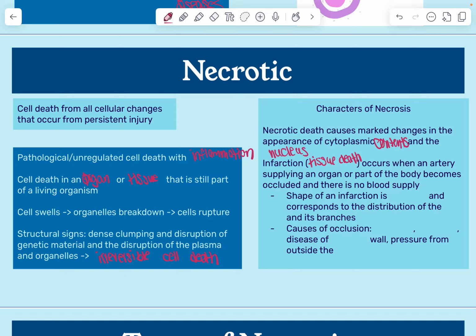And this occurs when an artery supplying an organ or part of the body becomes occluded and there is no blood supply. The shape of an infarction is conical, and it corresponds to the distribution of the artery and the artery's branches. And some causes of the occlusion are going to be a thrombus, an embolus, a disease of the arterial wall, as well as pressure from outside of the vessel.